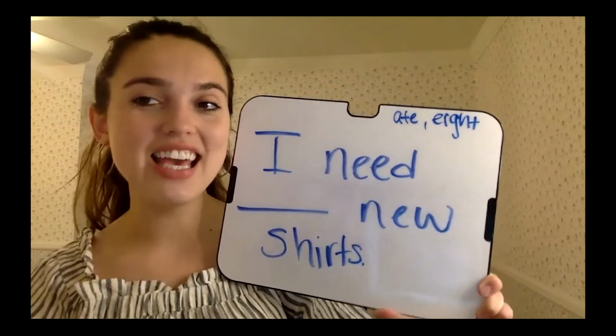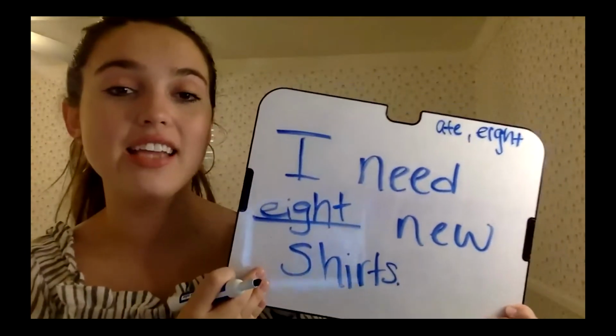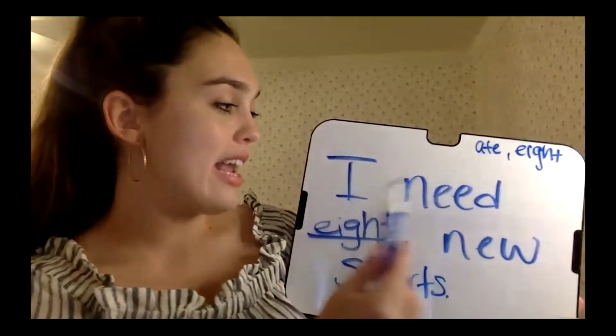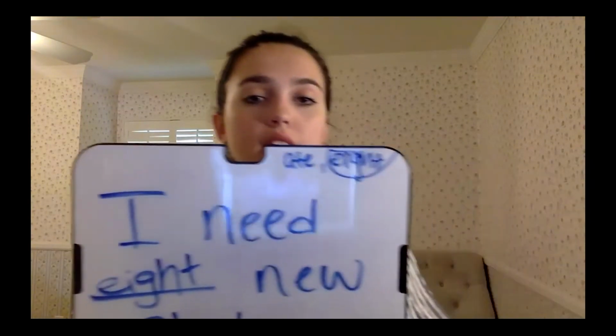Okay, hopefully you guys said that you think it is this eight that starts with an E and means the number eight. Because when we say, I need eight new shirts, we are telling how many we need. So we need to be using that form of eight. If we said, I need ate new shirts, that makes no sense. So again, that just shows you how homophones can sound the same, be spelled differently, and not mean the same things. But they still are homophones because they sound the same.